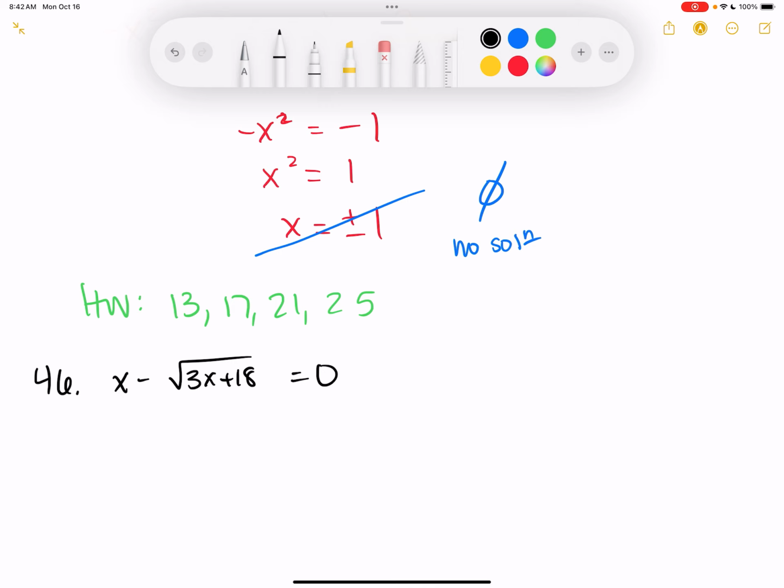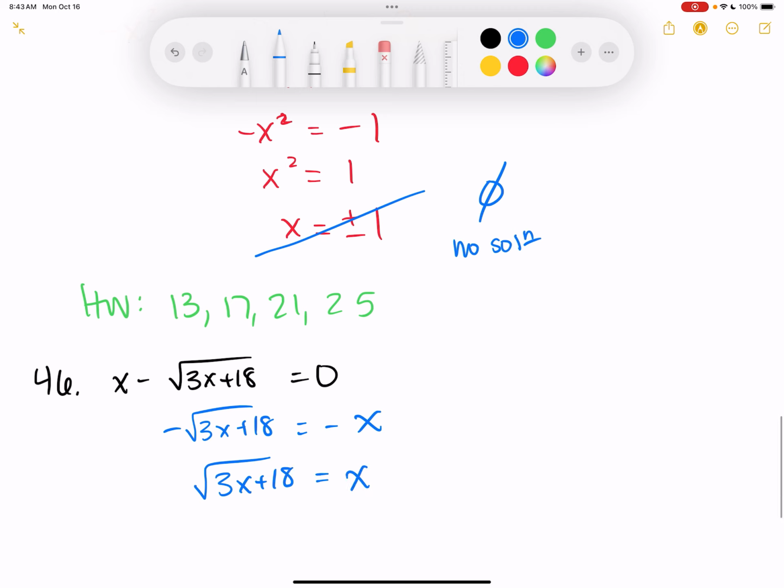Now, this is where there tends to end up being a problem. People decide right here that they're going to square both sides, because remember, what you do to one side, you have to do the other. That's a problem, because then I'm squaring x minus the square root of 3x plus 18, and that does not give me what I want. So I need to move everything that doesn't have the square root over first before I square both sides. So I'm going to subtract the x over. So I've got negative square root of 3x plus 18 is equal to negative x. Then divide by the negative, so the square root of 3x plus 18 is equal to x.